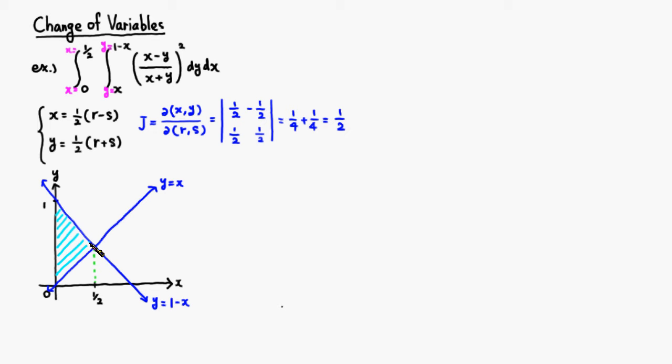Alright, so what we want to do is translate that, or transform it, into the rs plane. So let's try to do that here. I'm going to draw a new r axis and s axis. So here's going to be a new picture. This is going to be our new r axis, and here's going to be our s axis, origin.